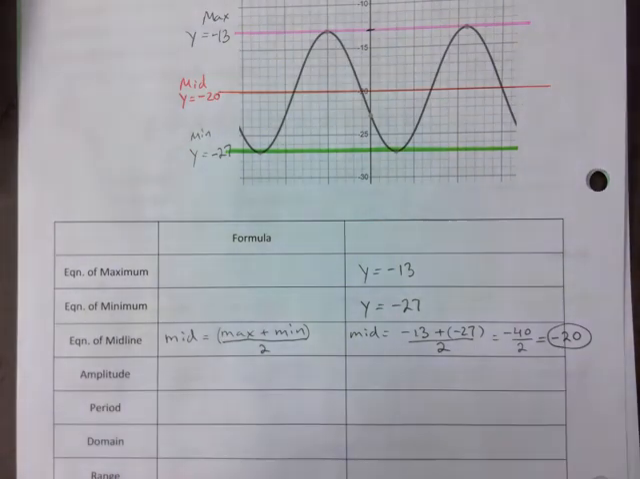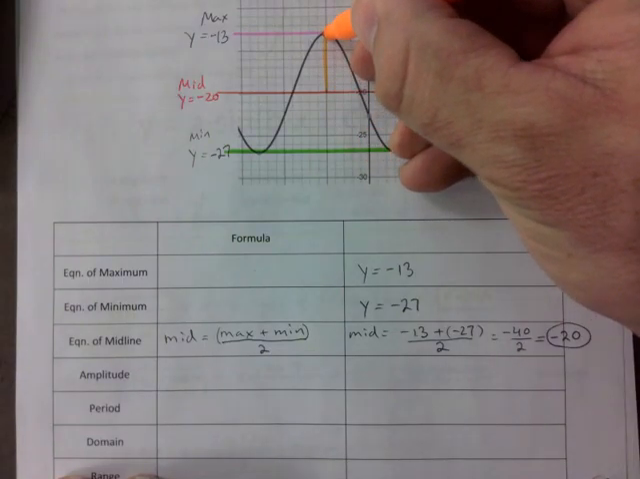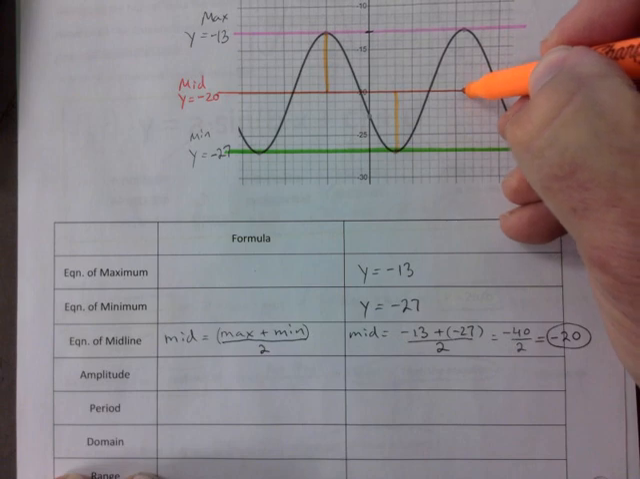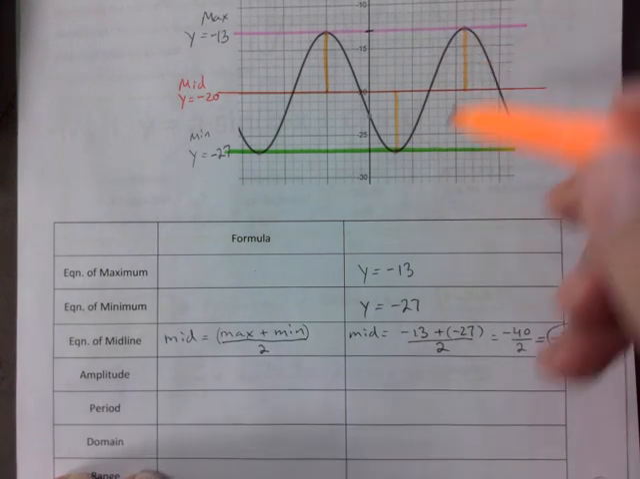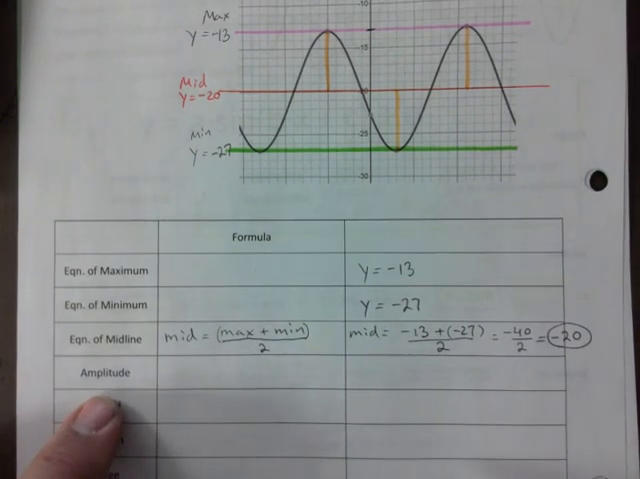And the amplitude, let's highlight it here. This is the amplitude. Then we go from the midline straight to the lowest point, and from the midline straight to the highest. So it doesn't matter where you find it, just determine that it's constant.